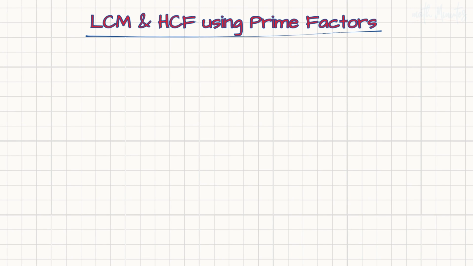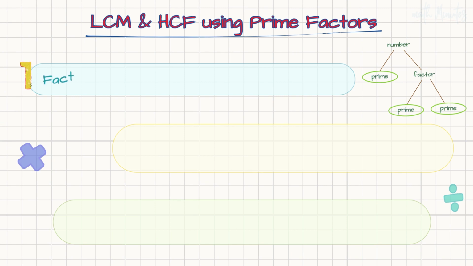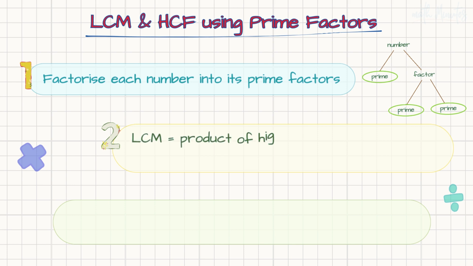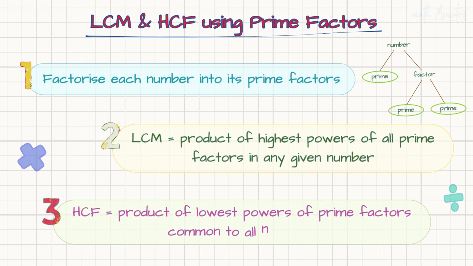Let's take a moment to recap what we've learned today. To find the LCM and HCF using prime factorization, we apply the following steps. Step 1. Factorize each given number into its prime factors. Step 2. The LCM is the product of the highest powers of all prime factors. Step 3. The HCF is the product of the lowest powers of the prime factors that are common in all the given numbers. And that wraps up today's video.